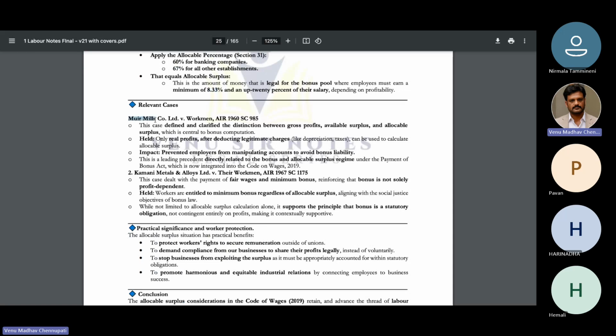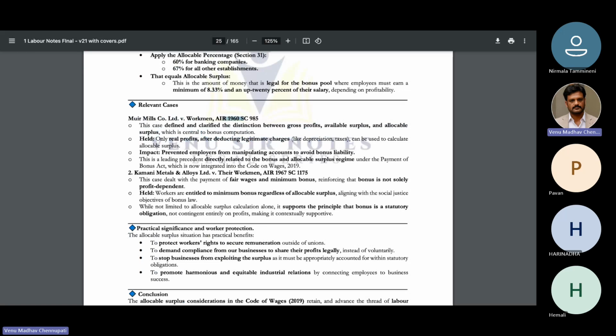So what are the cases in this which we can quote? This case is also very famous, Mumbai Mills versus Workmen. ఈ కేసులో ఏంటంటే ఏదైతే మనం ఇందాక పైన అంతా చదివామో, this case defined and clarified the distinction between gross profits, available surplus and allocable surplus. Okay, so that's why this case is important. And of course, this case came in 1960.